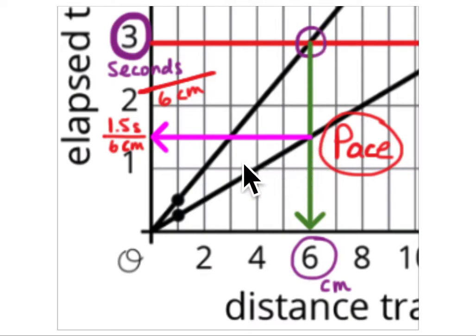So the fast bug, bug F, was right here, and it takes 1.5 seconds to travel 6 centimeters. So if you go out to 6 centimeters and you go back to this axis right here, you'll see that this is 1.5 seconds. And bug G, if you remember that bug F traveled twice as fast, is going to take twice as long to travel those same 6 centimeters. It's slower. So it takes 3 seconds to travel those same 6 centimeters. So we have pace and we have speed.